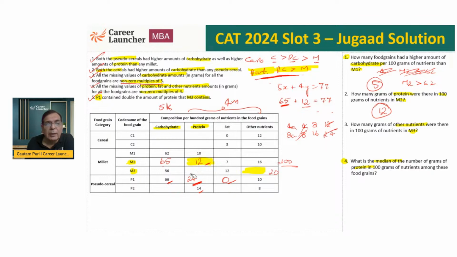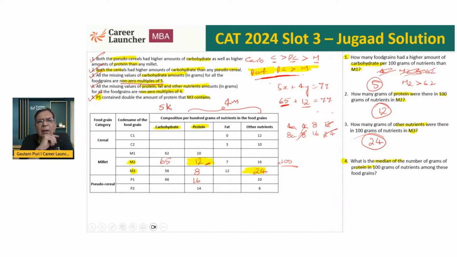So what is the only possibility left with us? 8 and 16. So if M3 has 8 grams of protein, what will be the other nutrients in M3? 56 plus 20 is 76, and this will become 24. So the answer to question number 3 will be 24. We can check that also if required, but we can leave it.